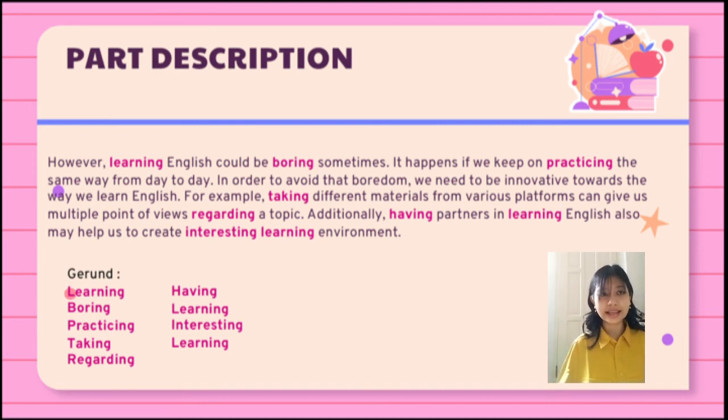However, learning English could be boring sometimes. It happens if we keep on practicing the same way from day to day. In order to avoid the boredom, we need to be innovative towards the way we learn English. For example, taking different materials from various platforms can give us multiple points of view regarding a topic. Additionally, having partners in learning English also may help us to create an interesting learning environment. In this paragraph, there are only gerunds like learning, boring, practicing, taking, regarding, having, learning, interesting, and learning.